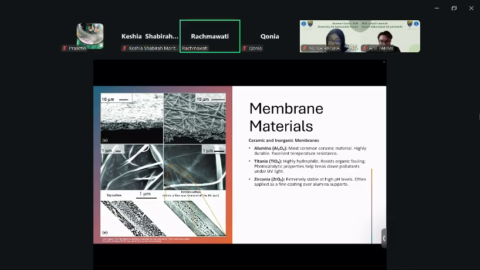There is also zirconia. Not only in synthetic gems, it's also used in membrane materials, which is extremely stable at high pH levels, and sometimes it is used as a fine coating over alumina supports. And then there's also silicon carbide, with the highest flux rates among ceramics, and it has extreme chemical and thermal robustness, but it is highly expensive. But don't worry, expensive or not, it actually depends on who will buy it.